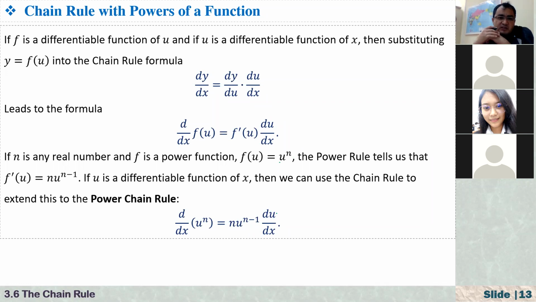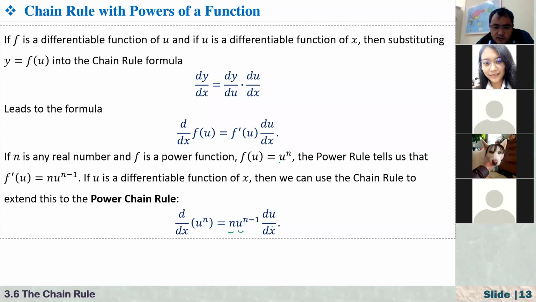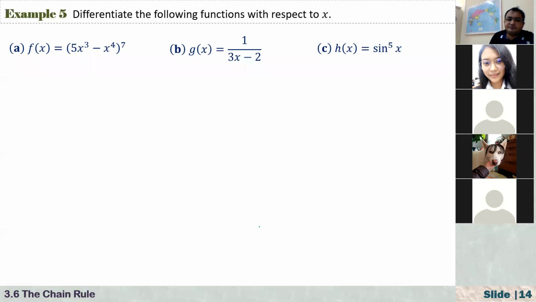So if f is a differentiable function of u, and if u is a differentiable function of x, then substituting y equals f of u into the chain rule formula leads to this formula. u is a function of x. Just differentiate f with respect to u, and after that u with respect to x. Differentiating f with respect to u, since it's a power function, gives n times u to the power of n minus 1 times du dx. It's nothing new, we are just considering a particular case.